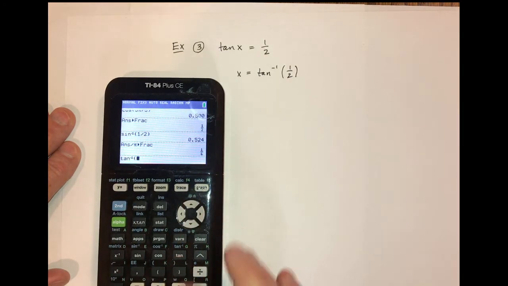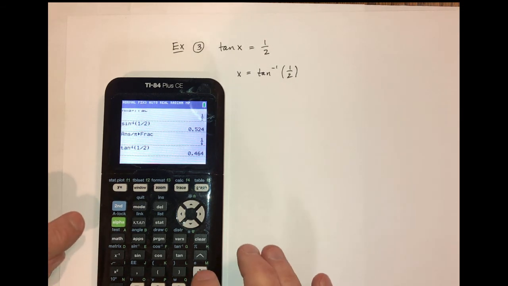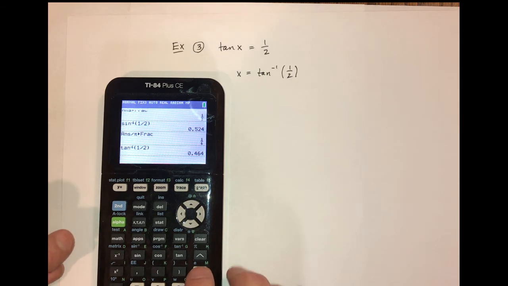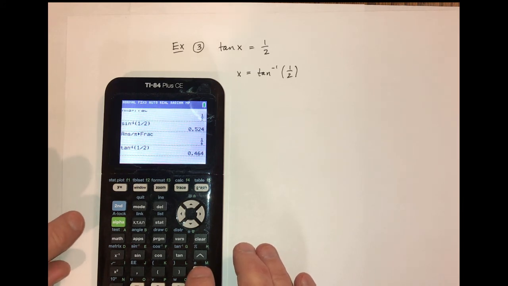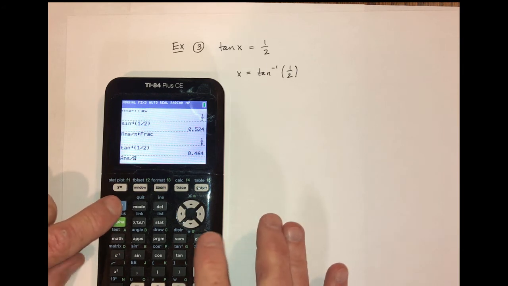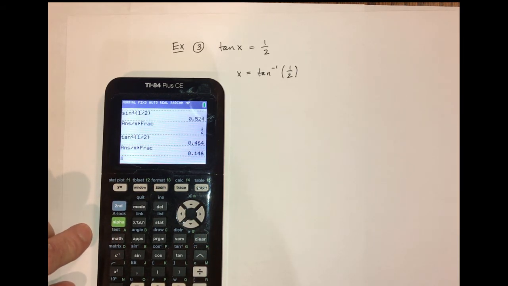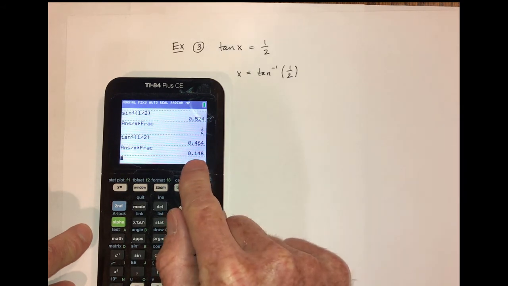Second, tangent inverse of 1/2. And then, what is that a fraction of pi? So they aren't always. Sometimes you just have to deal with the decimal, but sometimes they're pi over 6 or pi over 3, etc. So divide by pi, change that to a fraction. And the calculator could not come up with a fraction.